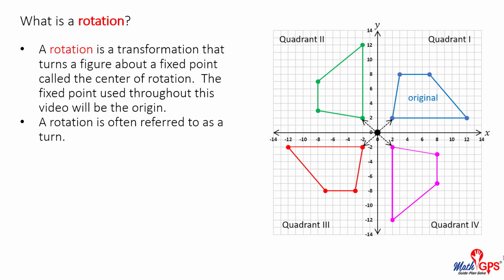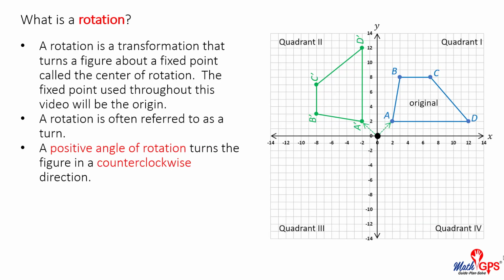What is a rotation? A rotation is a transformation that turns a figure about a fixed point called the center of rotation. The fixed point in this video will be the origin. A rotation is often referred to as a turn. The original quadrilateral graphed in quadrant 1 is rotated about the origin into quadrants 2, 3, and 4.